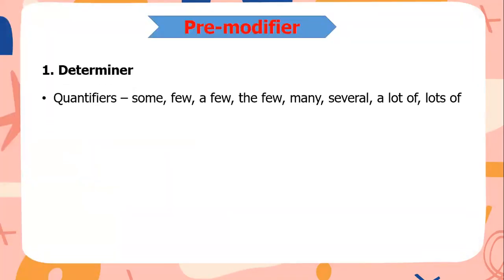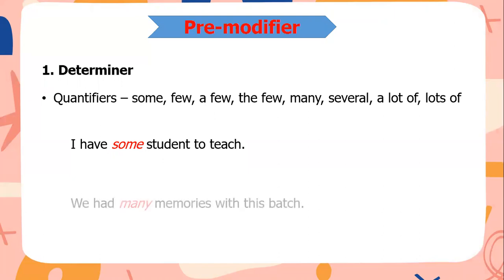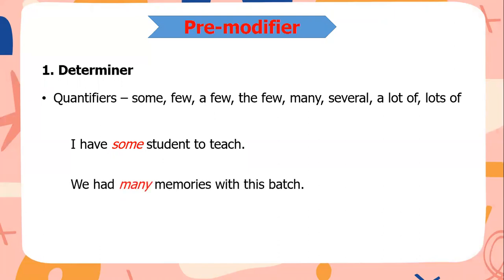So next is the quantifiers: some, few, a few, the few, many, several, a lot of, lots of. Example, I have some students to teach. We had many memories with this batch. Some and many are our modifiers.